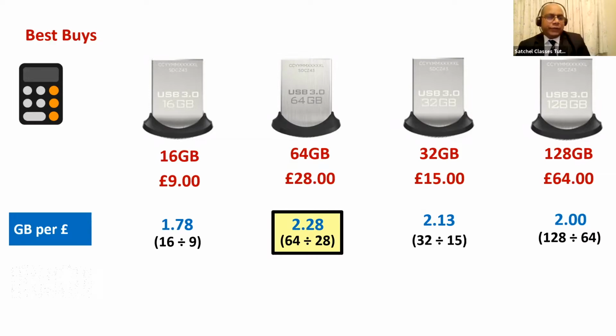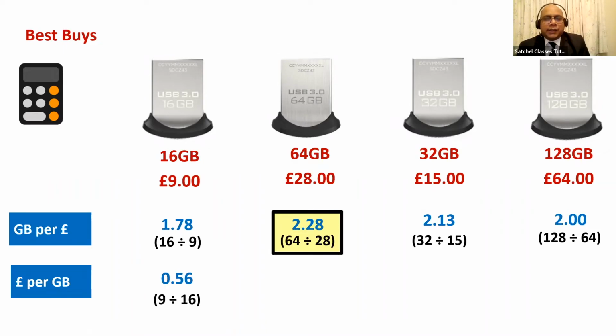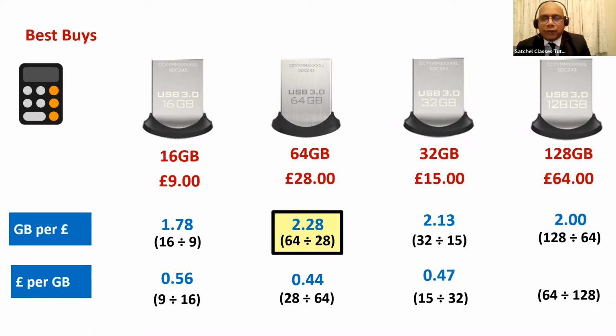Now you could have done it the other way around. You could have calculated how many pounds you are spending for 1 GB of data, 1 unit of the data. For that, in the first case, I'll do 9 divided by 16, which is 0.56. In the second case, 28 divided by 64, which is 0.44. Third case, 15 divided by 32, which is 0.47. And in the fourth case, 64 divided by 128, which is 0.5.